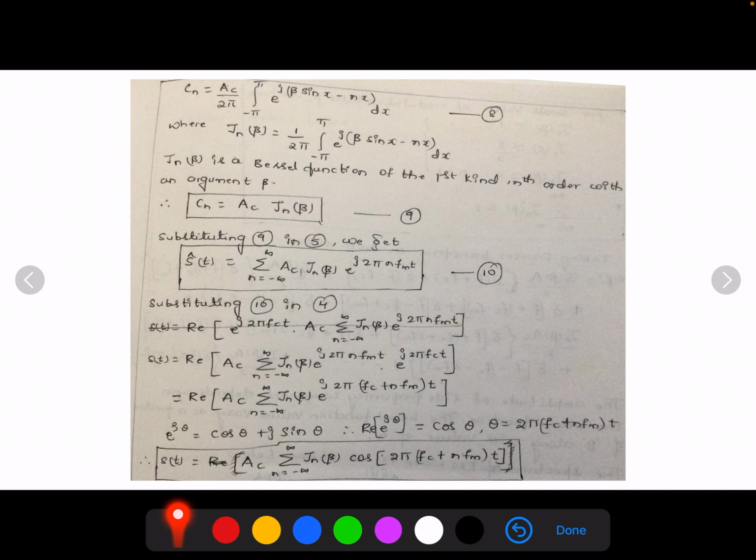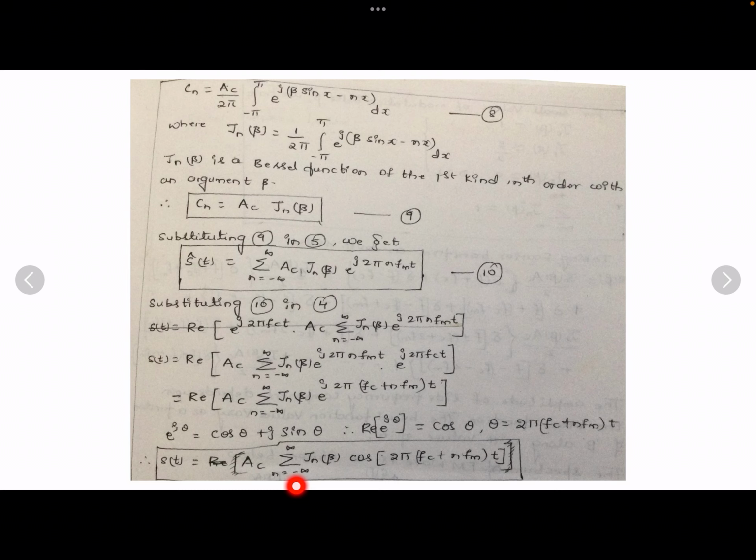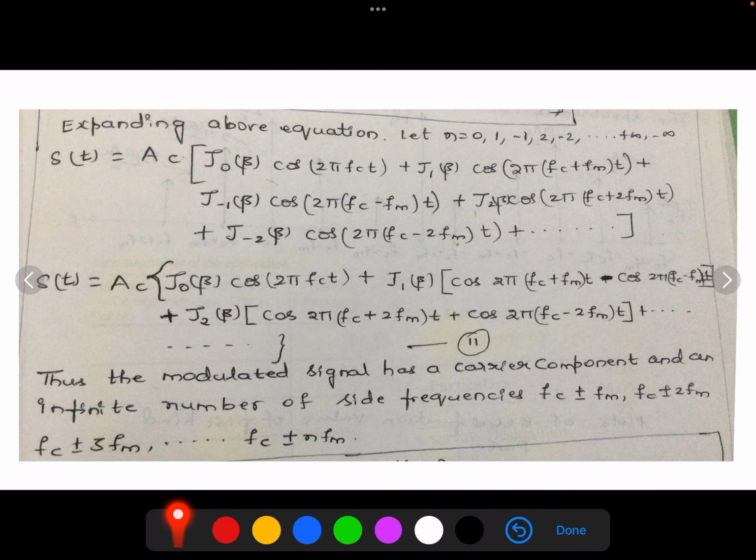Substituting that, S cap of t is now equal to the summation, n from minus infinity to plus infinity, of AC into Jn of beta e to the power of j 2 pi n Fm into t. After solving this, we will get S of t is equal to AC times the summation, n from minus infinity to plus infinity, of Jn of beta into cos of 2 pi into Fc plus n Fm into t.